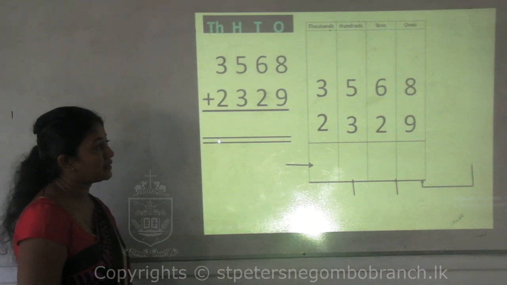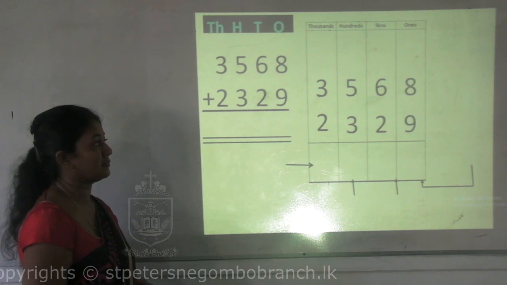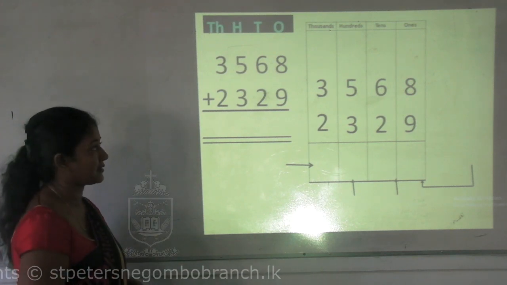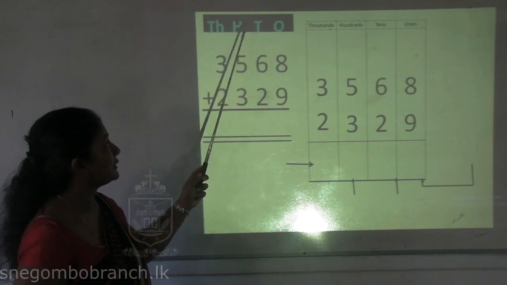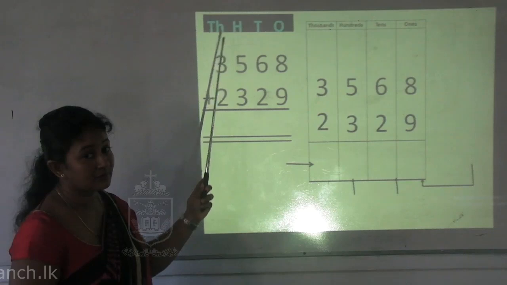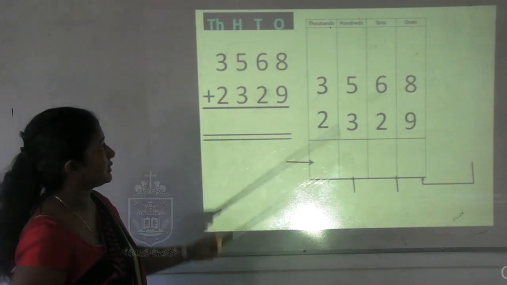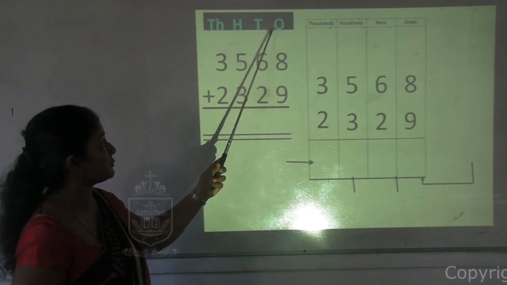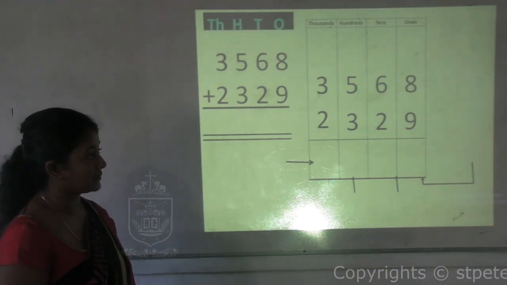Right. I think you all have your study bags. In your study bag, the first example. Now I am going to do the first example. Once again, I have written all the places because it's an important thing. Without knowing about the places, we cannot do it, children. You can see 1's place, 10's place, 100's place and 1000's place.